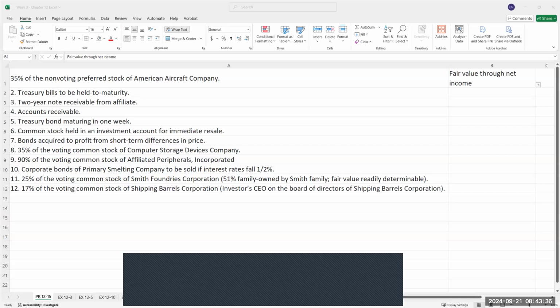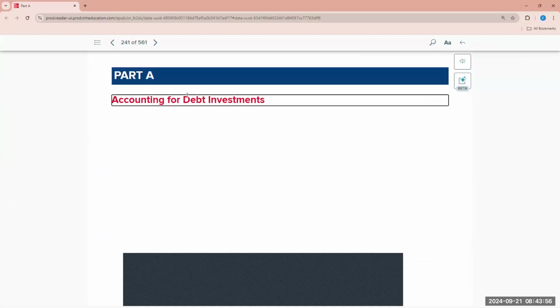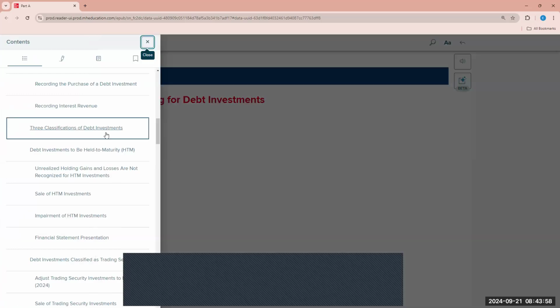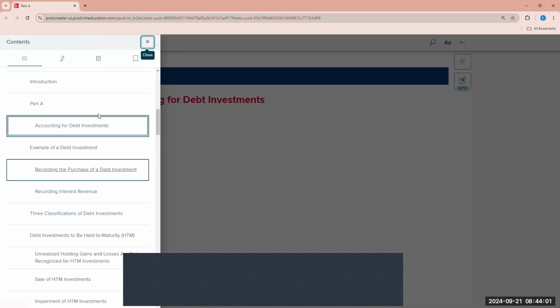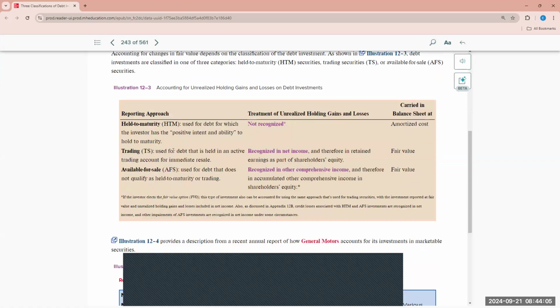So therefore, we utilize the fair value through net income option. Next, we have treasury bills to be held to maturity. So with this problem, we essentially look at our debt investments, right? And when we're dealing with our debt investments, similar to our equity, there are various ways in which they are accounted for. As we account for our debt investments, one of the key things is we need to determine how it is going to be classified.